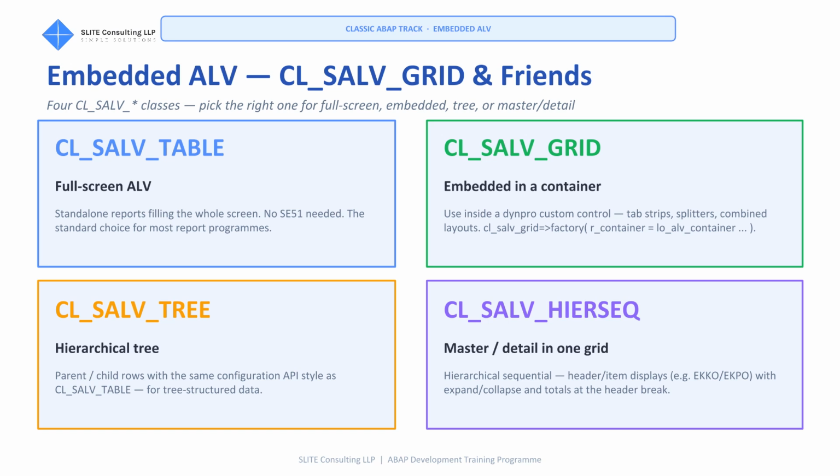The 4 CL_SALV_ variants give you the full range. CL_SALV_TABLE for full screen lists, CL_SALV_TABLE with a container for embedded screens, CL_SALV_HIERSEQ_TABLE for hierarchical data, and CL_SALV_HIERSEQ_TABLE for header item style reports.